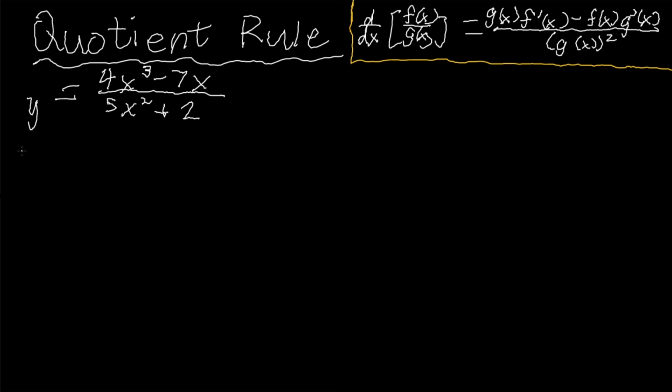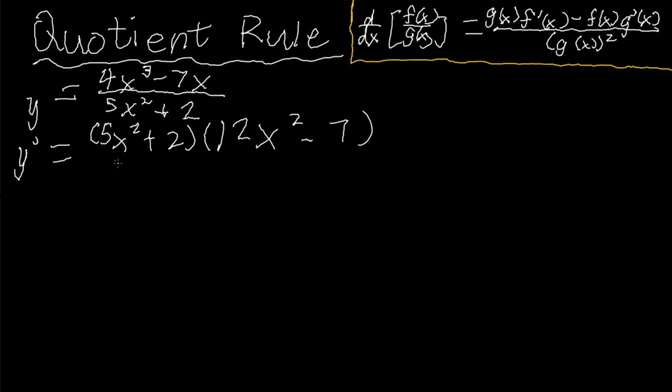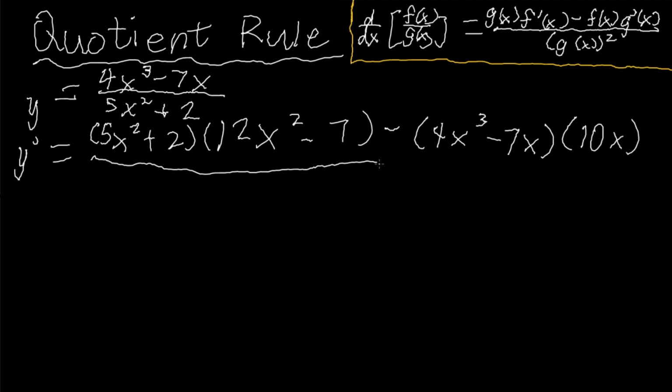difficult. It's still manageable, so we're going to do y prime equals g(x) times the derivative of f(x), minus f(x), so we leave the numerator the same, times the derivative of g(x), so g prime of x. The derivative of f(x) is, just power rule, minus 7. That will equal 10x, and this is a constant, so we ignore that, or it will just equal 0.